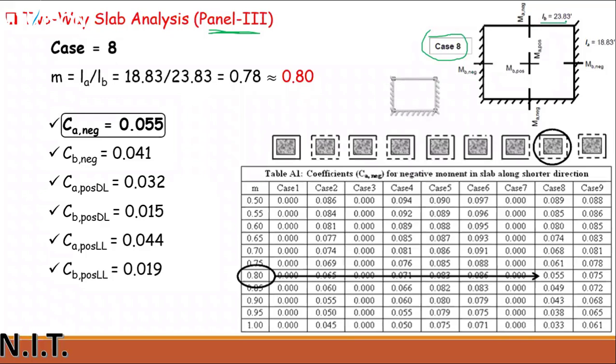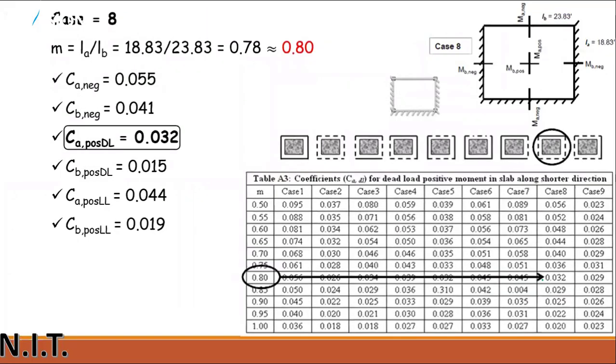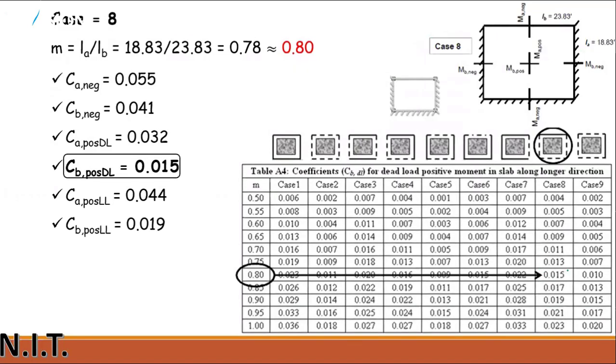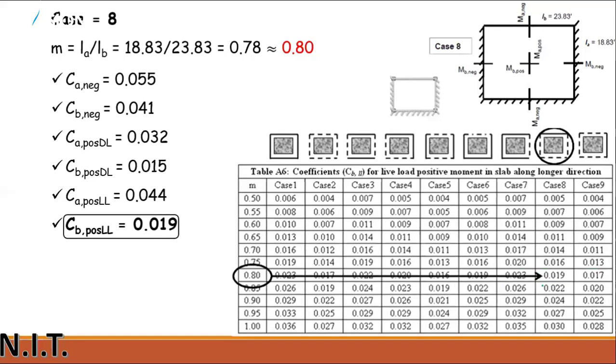LB side dimension is 23, LA side is 18.83. So the M value is the same, 0.80. Find out the coefficient values for case number 8. You can see CA negative is 0.055, CB negative is 0.041, CA positive dead load is 0.032, CB positive dead load is 0.015, CA positive live load is 0.044, and CB positive live load is 0.019.